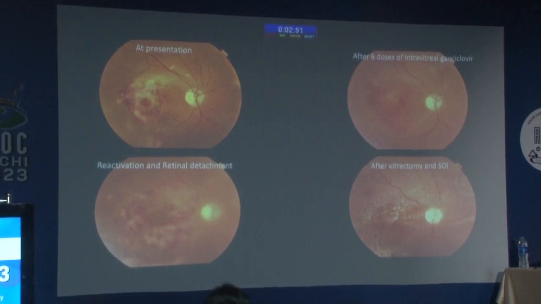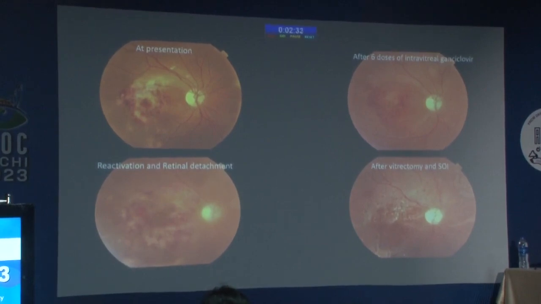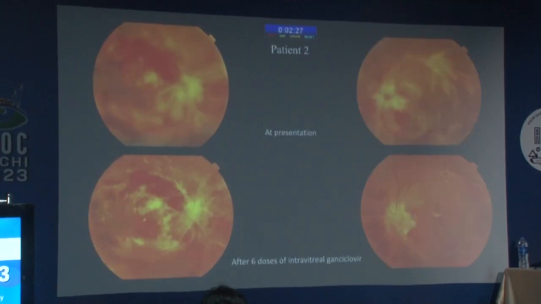After 6 doses of intravitreal ganciclovir, we can see that there's a good resolution of the lesion, and she was put on maintenance therapy. But there was poor compliance with the oral medication, and there was reactivation and retinal detachment, and she underwent vitrectomy and silicone oil tamponade. 3 months after vitrectomy, we can see there is a well-attached retina and good resolution of lesions. And this is patient number 2, who presented with both eyes zone 1 CMV retinitis. This patient also received 6 doses of intravitreal ganciclovir, and we can see good resolution of lesions.